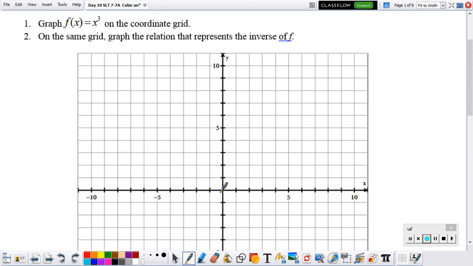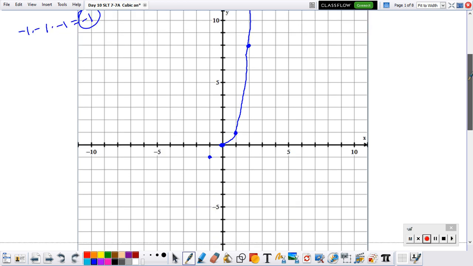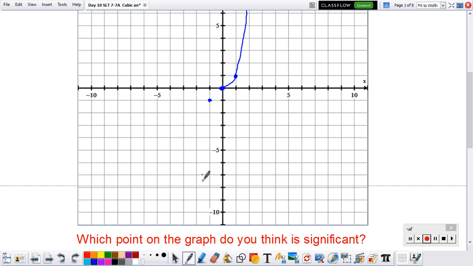So here we go. If I have 0 cubed, that will be 0. If I have 1 cubed, that will be 1. If I have 2 cubed, that will be 8. If I have 3 cubed, that will be 27. That's off my paper. Now, if I have negative 1 cubed, negative 1 times negative 1 times negative 1, that's a negative number. So negative 1, negative 1. 3 negatives multiply to a negative. So I've got negative 2, negative 8.